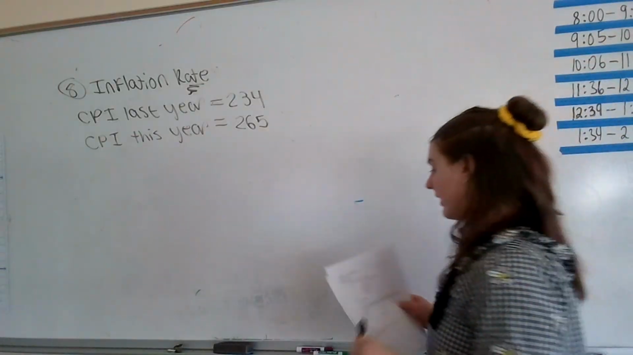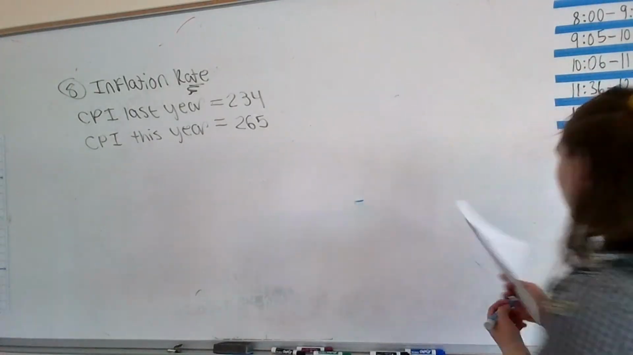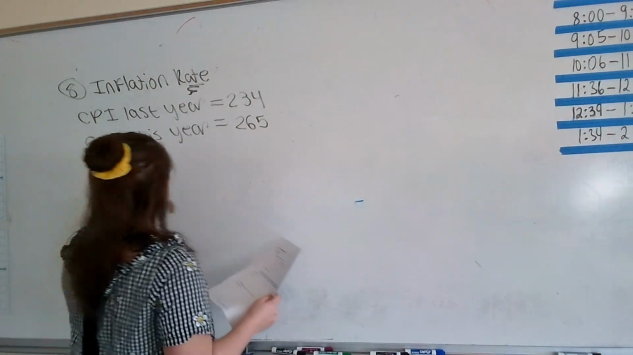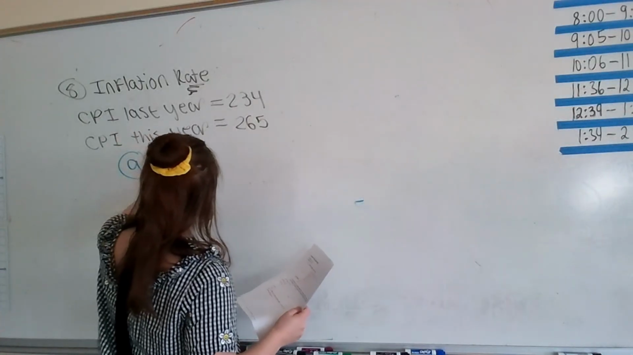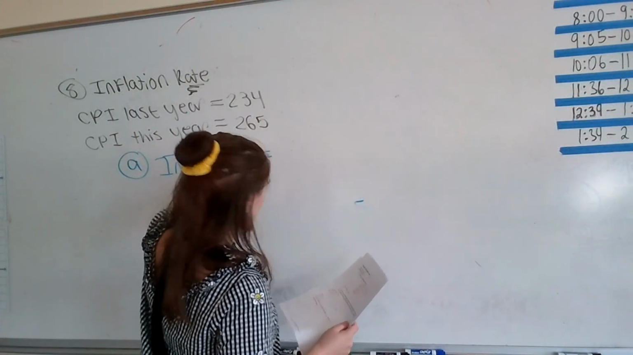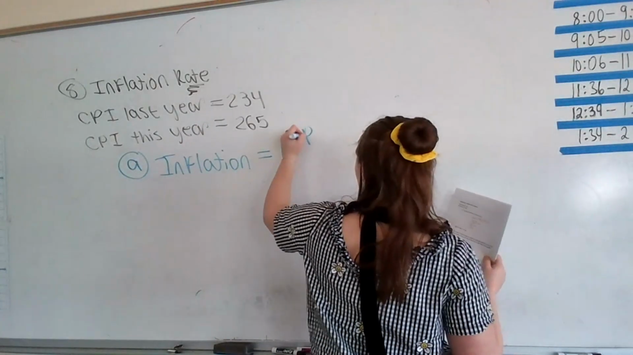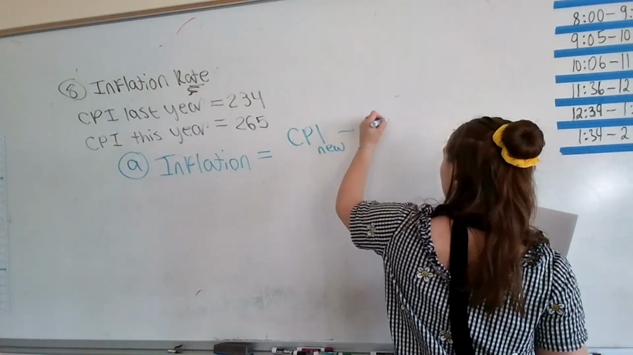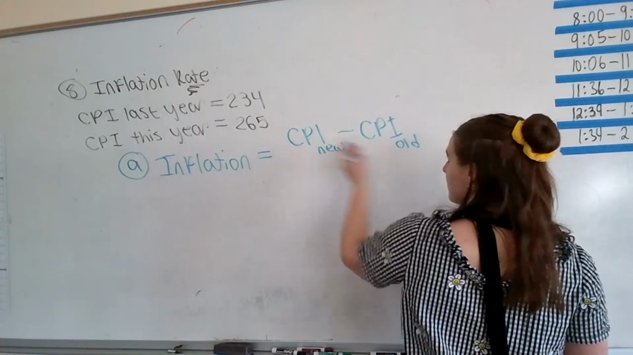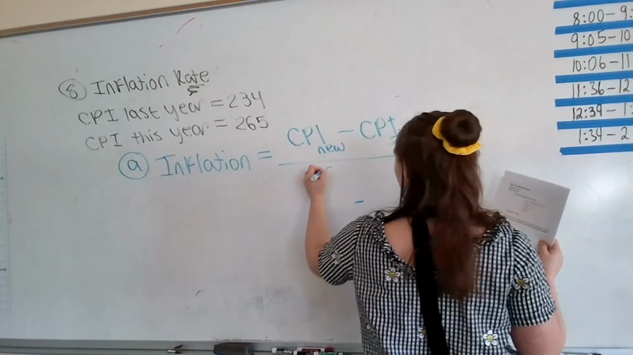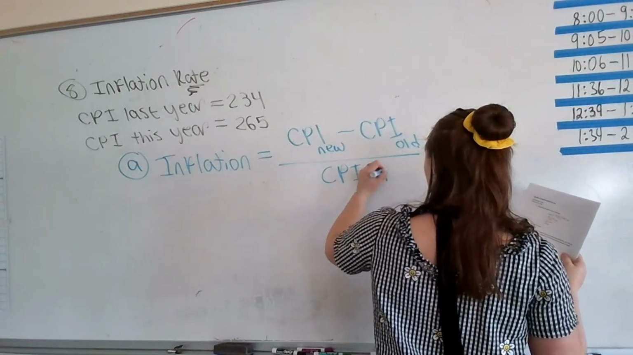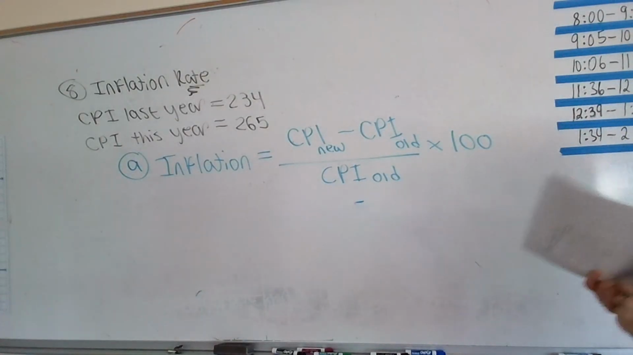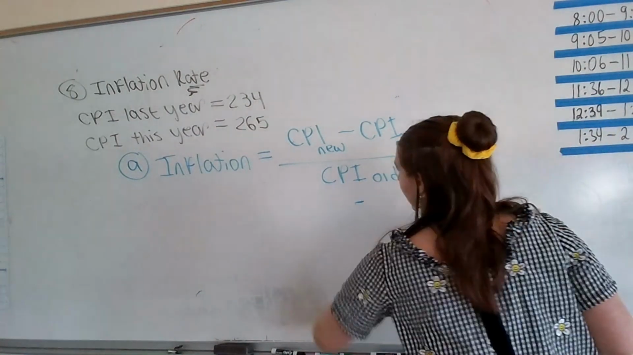So the first thing we need to do is calculate our inflation rate. Just like most of the rates, when we talk about inflation, we calculate the rate by looking at the CPI, that's the new one, taking the old one away from it, or we look at the difference between these two things, and then we divide that by the old CPI. We're looking at that change, and then we multiply that by 100.